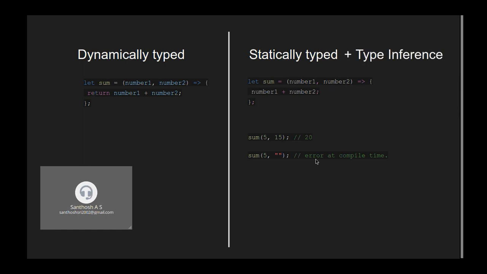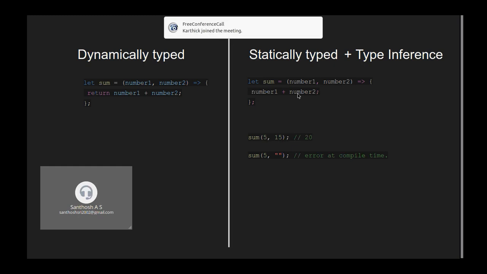That's what this feature is called: type inference. So how does it work? The compiler sees a plus sign here. By seeing the plus sign, the compiler gets to know that number 1 and number 2 are of type integer. So if you pass anything other than an integer, it will throw an error. And we are returning the sum of these two numbers, right? So the compiler knows that this sum should also be of type integer.